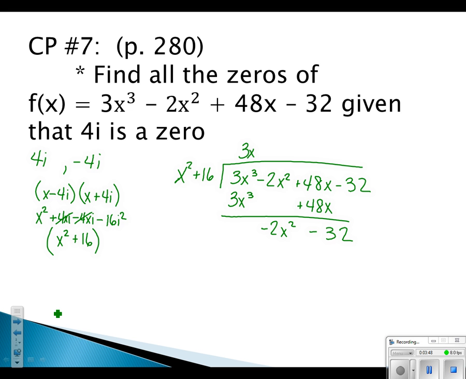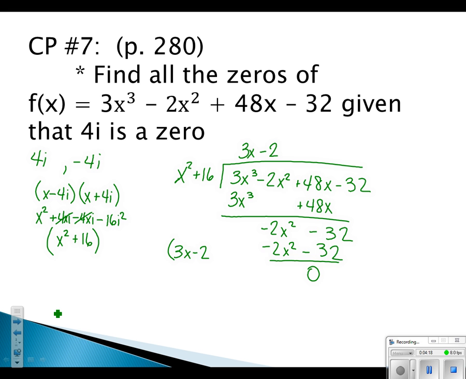So it would take a negative 2 to make the negative 2x squared. And doing my multiplication, I'm going to get a negative 2x squared, and nicely enough, a minus 32. And everything is gone. So when I take out that x squared plus 16, I'm left with 3x minus 2. Well, that's not going to be hard to figure out what our remaining zero is if that's the polynomial we're left with when we take our two known zeros out.